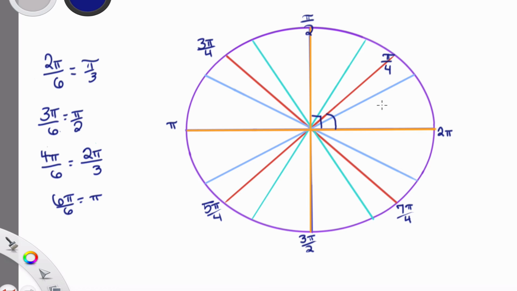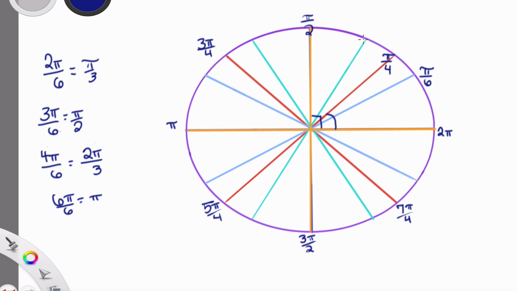Those will be the cooler colors, such as the light blue terminal side and the turquoise terminal side. All of the light blue and turquoise will be multiples of pi over 6, as well as the quarters, the pi over 2, the pi, the 3 pi over 2, and the 2 pi, which are also multiples of pi over 6. Let's get started. The first one will be 1 pi over 6.